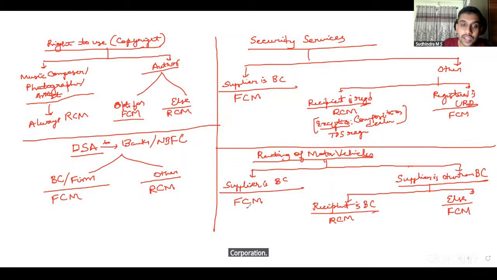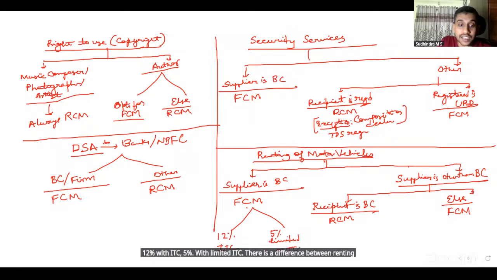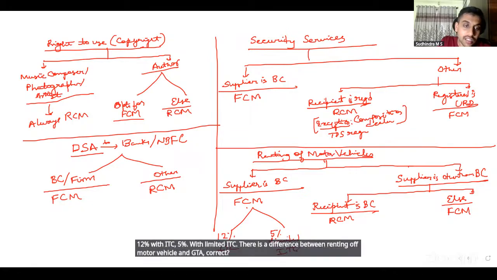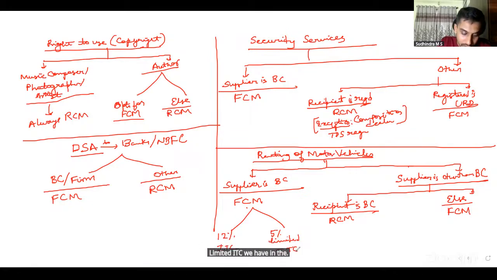Even when I say FCM, here also he has two options: 12% with ITC, or 5% without ITC. There is a difference between renting of motor vehicle and GTA, correct? Limited ITC we have in renting of motor vehicle.